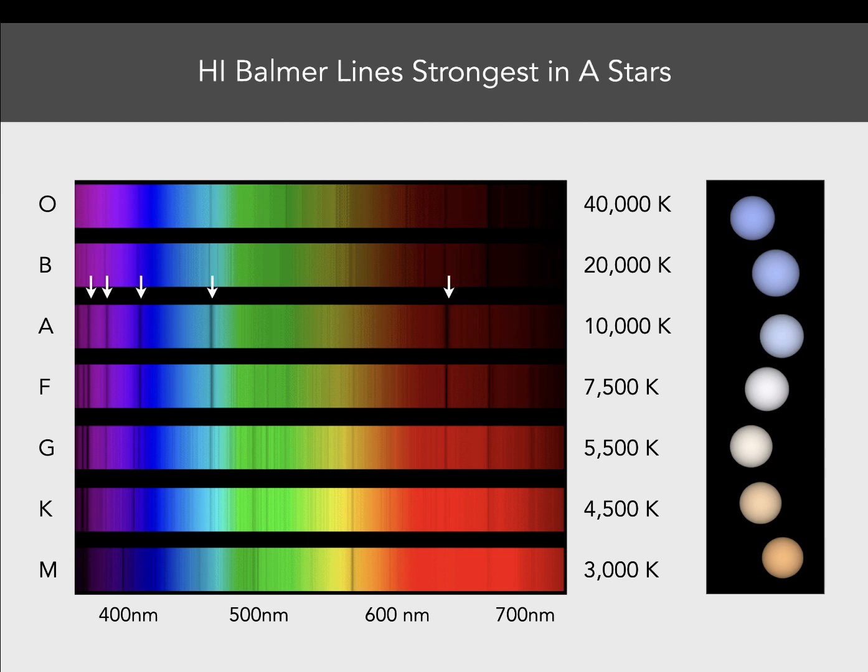Also, as a review, we talked about the types of spectral lines that appear in different stars. The hydrogen-Balmer lines, which stand out as the sequence of lines that crowd closer and closer together as you move out into the ultraviolet part of the spectrum, show up strongest in A stars at a temperature of around 10,000 Kelvin.